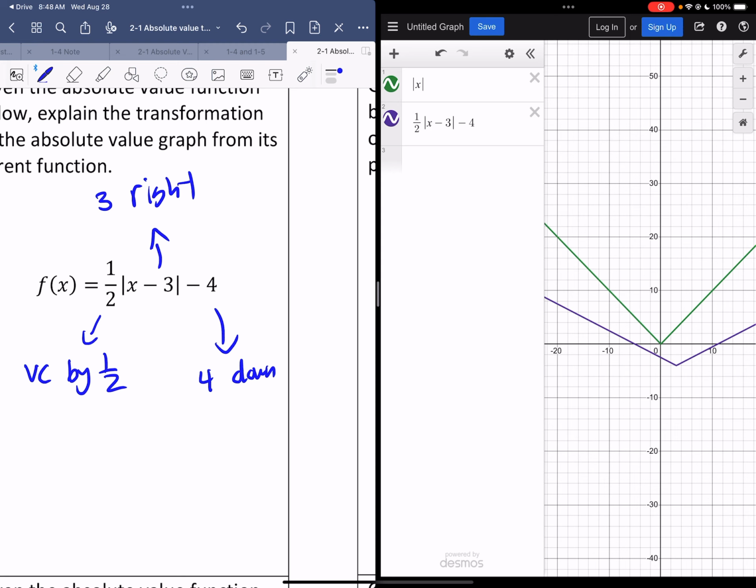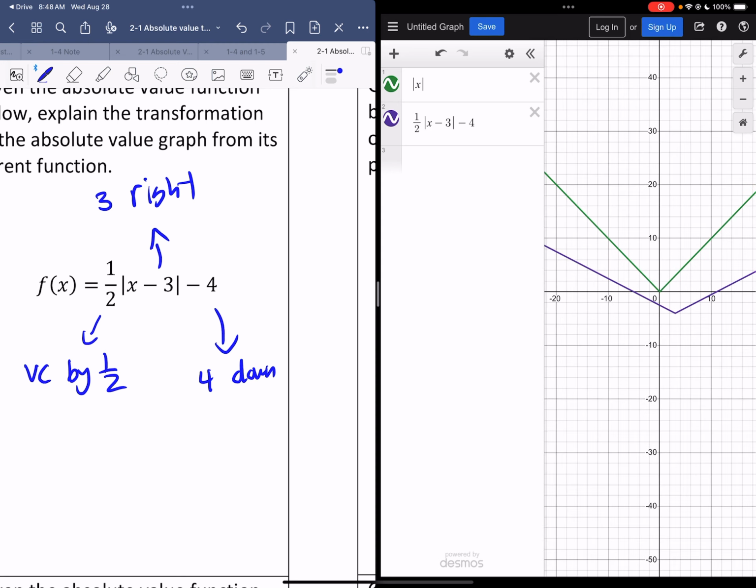So do not count the grid on the decimals here. Just look at the number and figure out how many units it has moved. Okay?